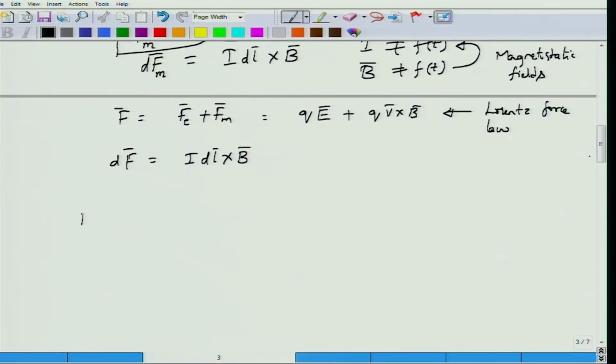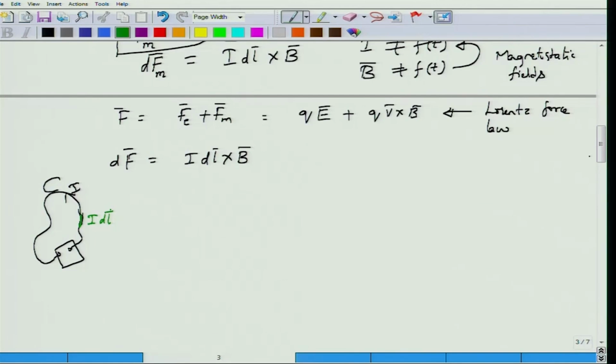So the wire is connected to a certain generator or a battery, and then it would complete the circuit. So there is actually a closed path for the current to flow, and we are assuming that this current is steady current or direct DC current, that is, it is not changing with time. We have considered the force because of only a small portion of this current carrying wire, and this portion is I dL.